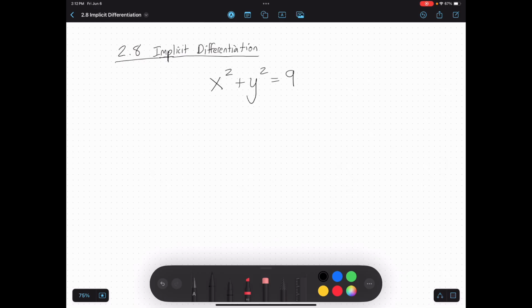There's a reason why I'm using the word equations and not the word function, because maybe some of you recognize an equation like this. It comes from this form, x squared plus y squared equals r squared. This is the general form of the equation for a circle. So this right here is a circle with radius 3.